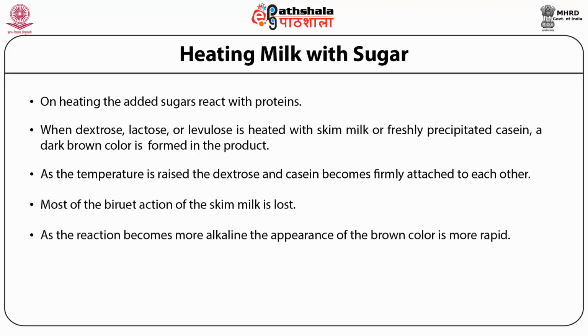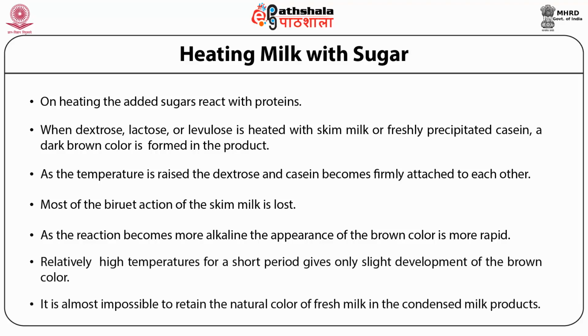Relatively high temperatures for a short time give only slight development of brown color when milk is heated with sugar. Although it is almost impossible to retain natural color of fresh milk when it is heated with sugar. We can see this in condensed milk and condensed milk product.